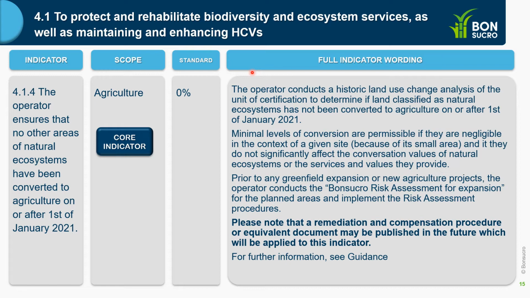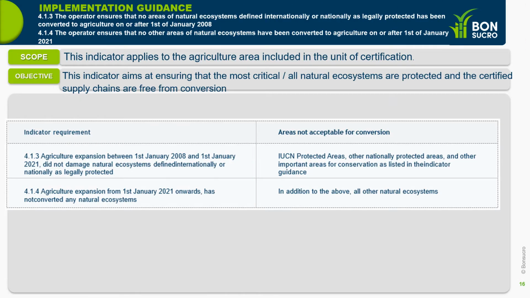If that's minimum, it can be converted, and of course, prior to any greenfield expansions or new agricultural projects, the operator conducts a Bonsucro risk assessment for expansion that we will need to see in next indicators. So please note that a remediation and compensation procedure or equivalent document may be produced in the future, which will be applied to this indicator, taking into account maybe new members. So the cut-off dates are different and the analyses are different, but can be identified in the same map.